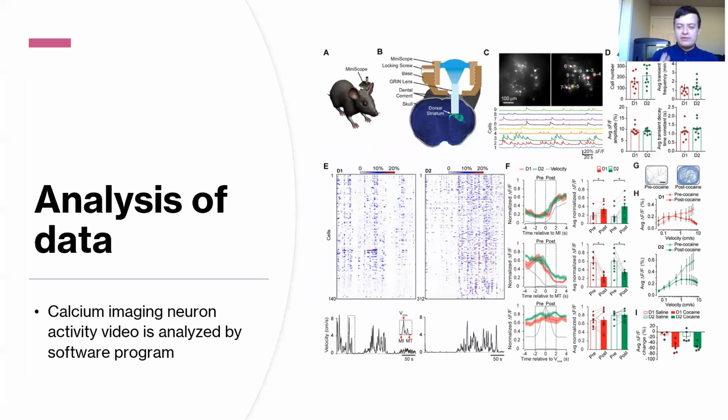So, after that video is captured, it's then important for us to analyze the data. This calcium imaging neuron activity video is analyzed by a software program, and data is extracted from it. Here we see a representative image of what some of that data may look like, in a mouse that was exposed to cocaine, before and after. So we can see some of the data here.